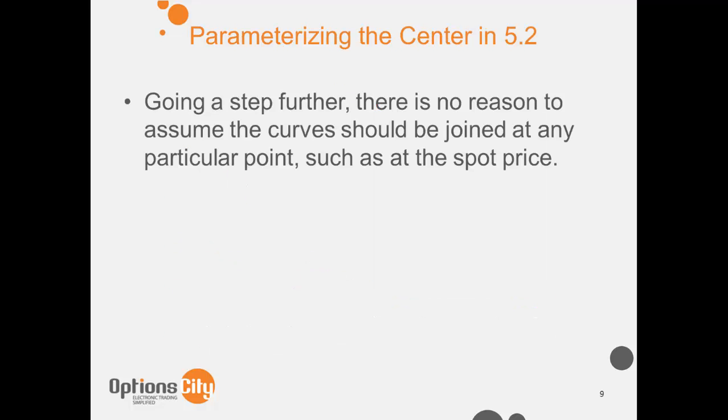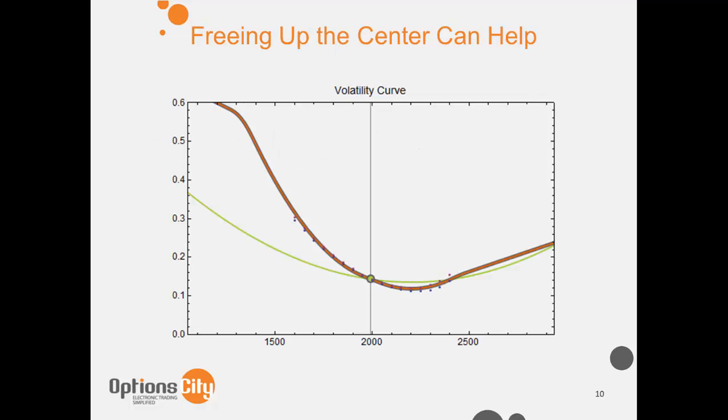So now going a step further, in 5.2, we've actually opened up that assumption so that you now have the ability to join those two curves at any particular point that you like. It doesn't have to be the spot price anymore. This allows you more enhanced flexibility for fitting the market data. So let's take a look. Originally, this is what we looked at.